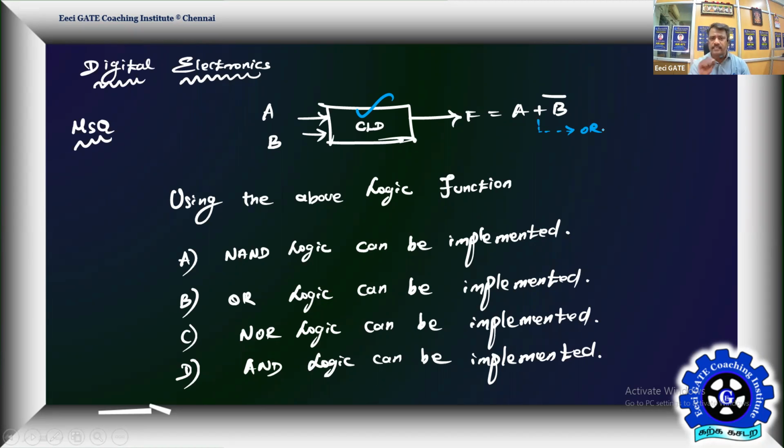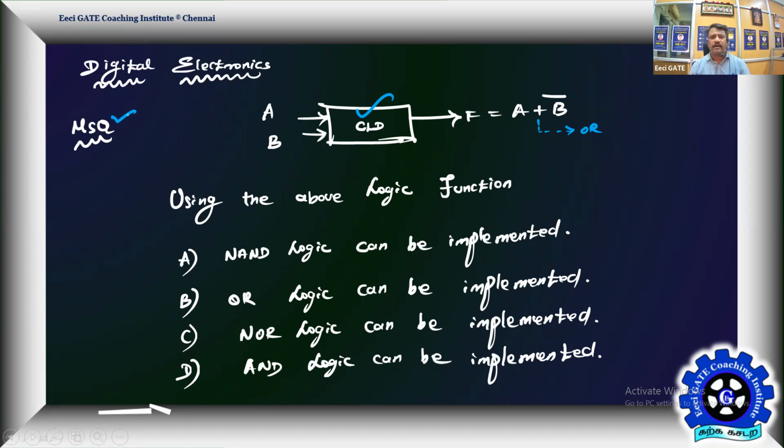So using this logic function, he has given 4 options. It's a multiple select problem, so we have to choose all the right answers. Using the above logic function, he says NAND logic can be implemented, OR logic can be implemented, NOR can be implemented, and AND logic also can be implemented. That means he's simply asking whether the given function is universal or not.